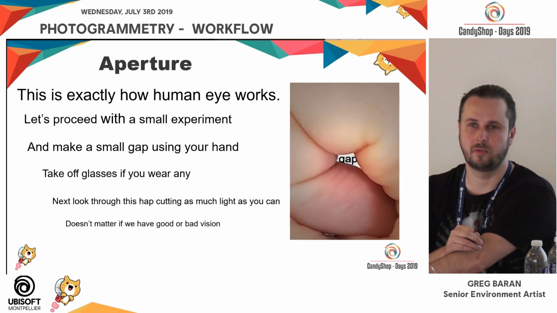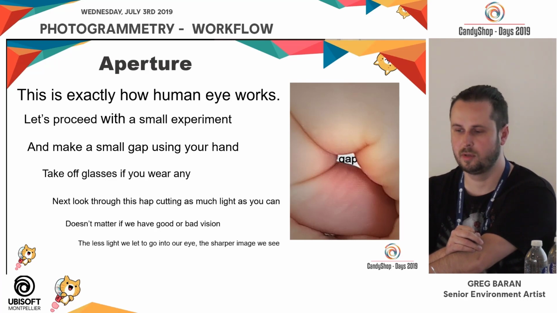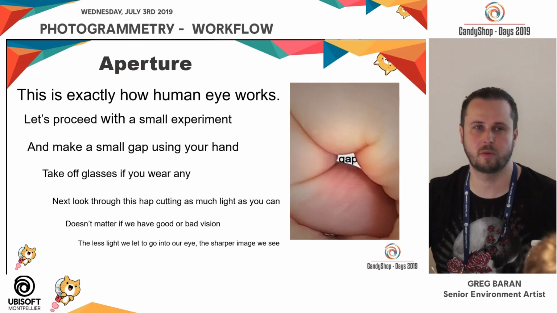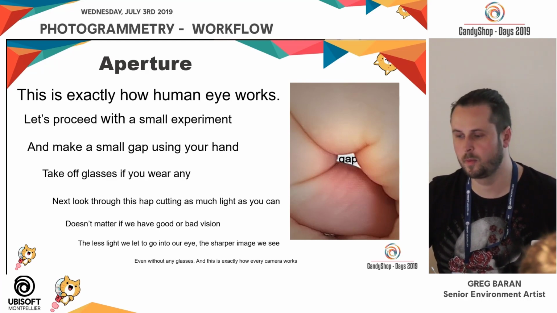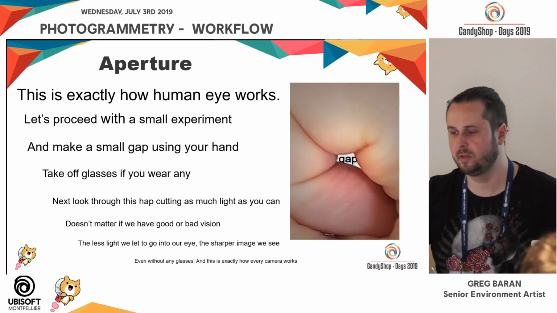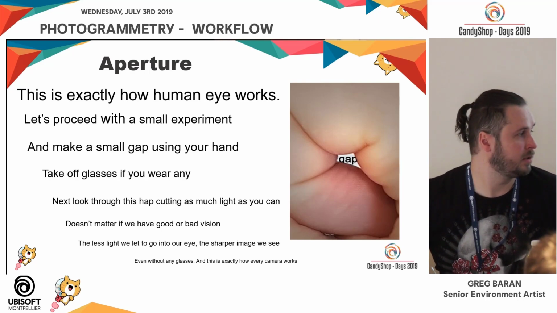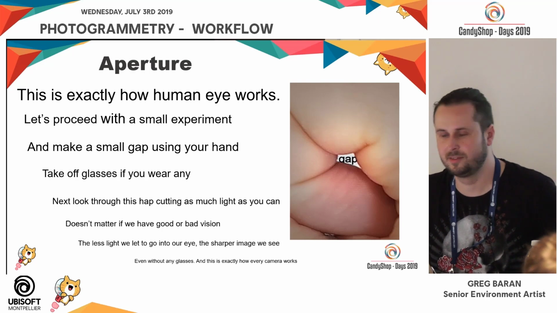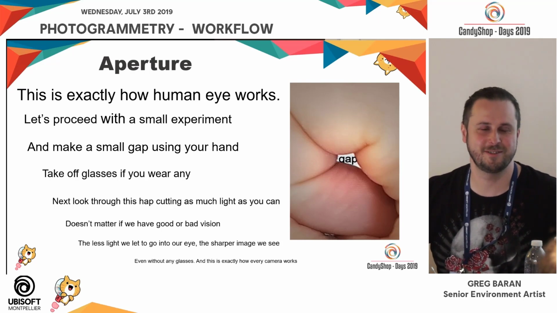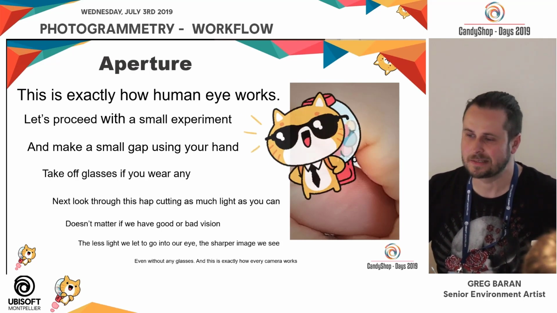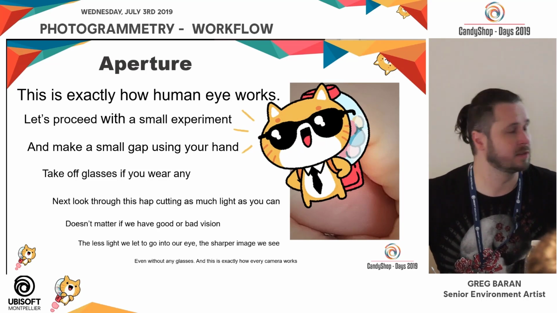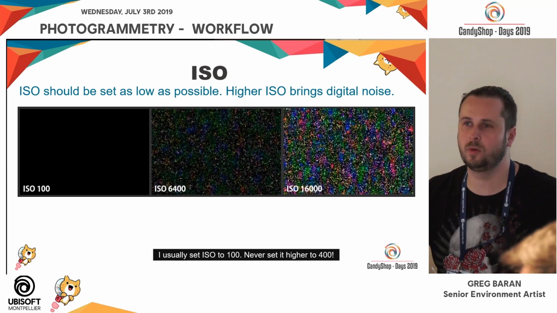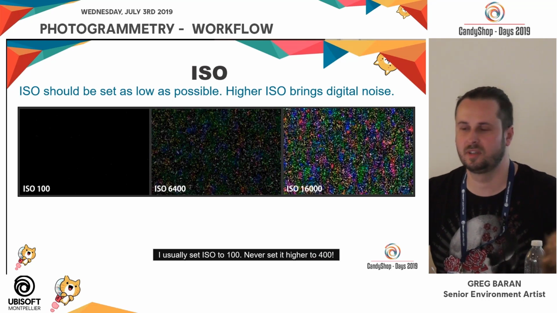So it doesn't matter if you've got good or bad vision. The less light you put to your eye, the sharper image you can see. And even without glasses, you should be able to see the smallest one, probably, hopefully. I can see. Wow. So this is how aperture works.